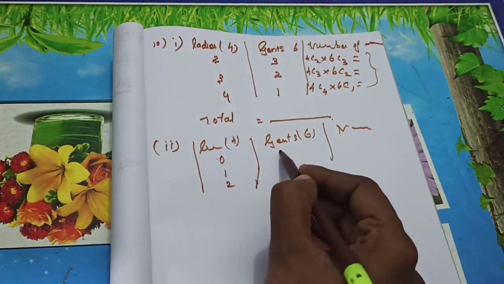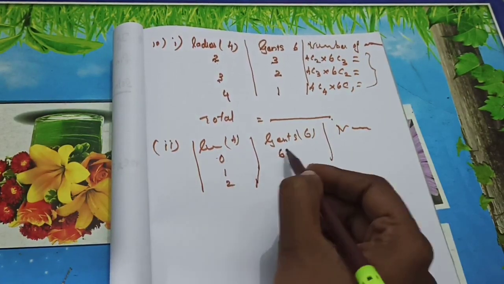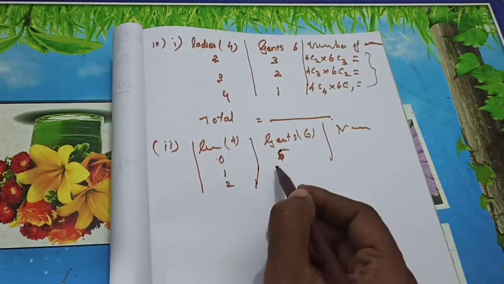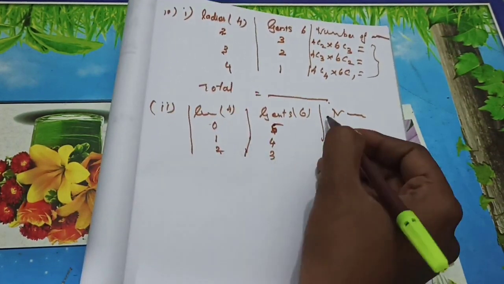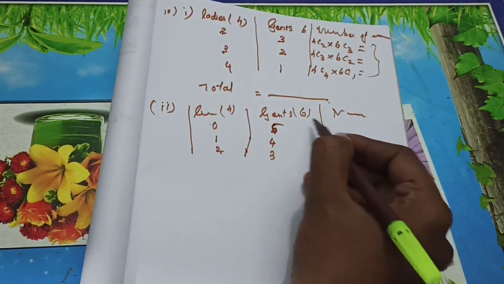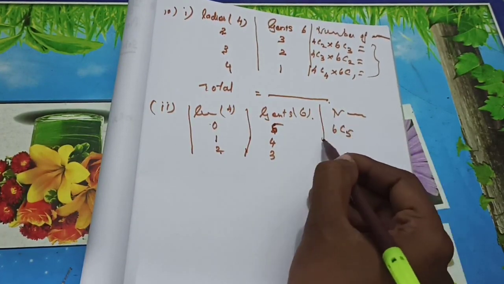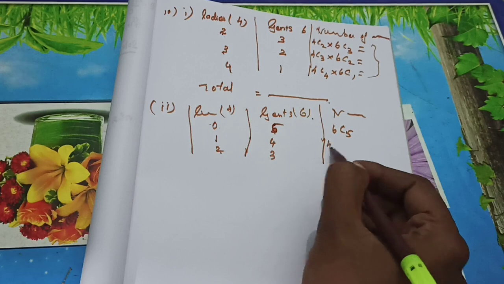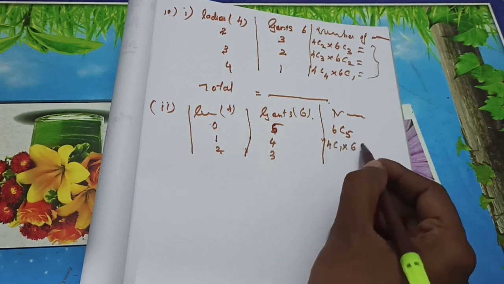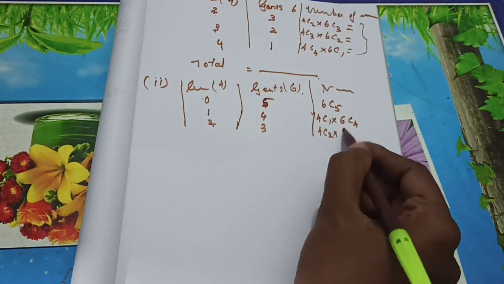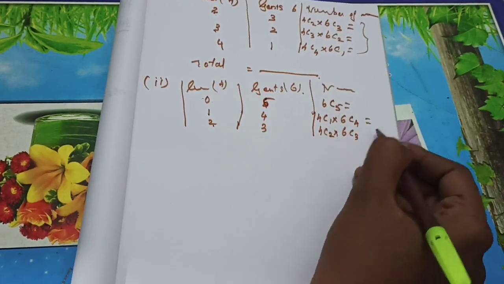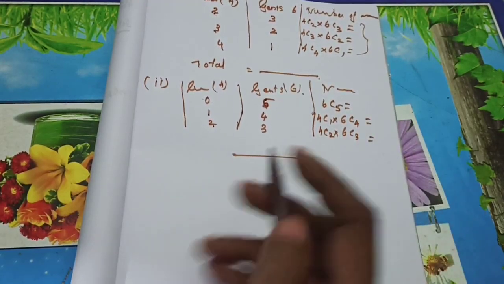Here 0 ladies means 5 gents must be there, in total 5. Here 1 means the remaining 4. Here 2 means 3 must be there. So how will you write this? 0 is 0, so out of 6, 6C5. Then 4C1 into 6C4. The last one, 4C2 into 6C3. Add all the answers and you will get the answer.